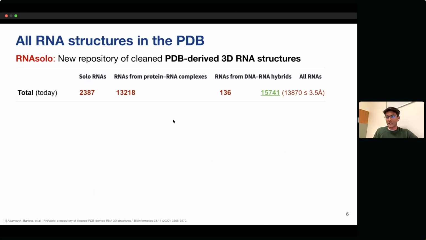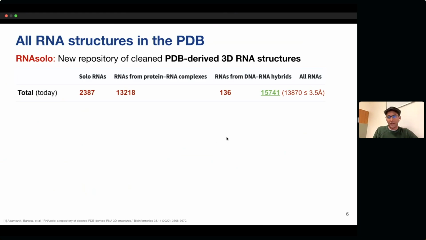So I think since this is mostly a machine learning slash bio audience, data is such a hugely important factor. So for us, we wanted to find a rich enough source of RNA structures, 3D RNA structures, and we came across RNASolo. It's a database of cleaned PDB structures, and it features these structures from several sources. They could be solo isolated RNAs, they could come from complexes, and altogether, in total, there's about 15,000.